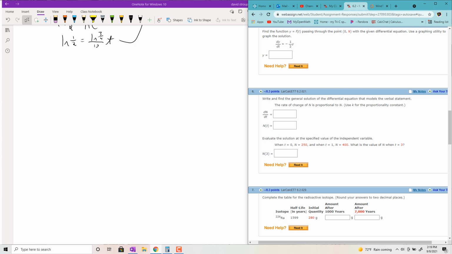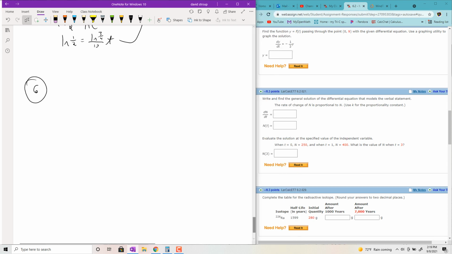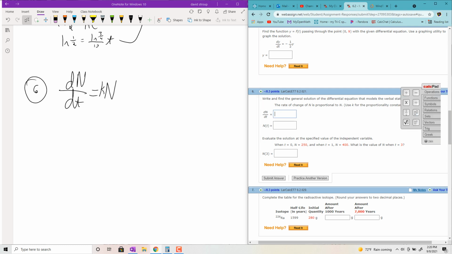Rate of change of n is proportional to n. So this number 6, I guess, take a look at that real quick. dn over dt, the rate of change of n, that's just the differential equation for the growth, okay? Equals n times k, since it's proportional, you need a constant k. Make sure you're putting in a capital N when you put in your answer.